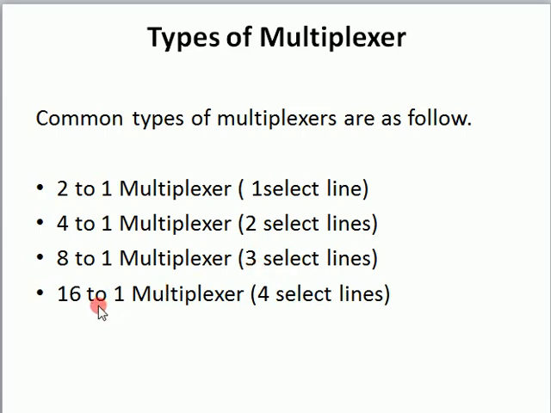And lastly we have the 16 to 1 multiplexer. Here 2 raised to the power 4 equals 16, so there are 16 input or data lines and 4 select lines. That's how we see it, because we have the formula 2 raised to the power n data lines, where n is the number of selector lines.